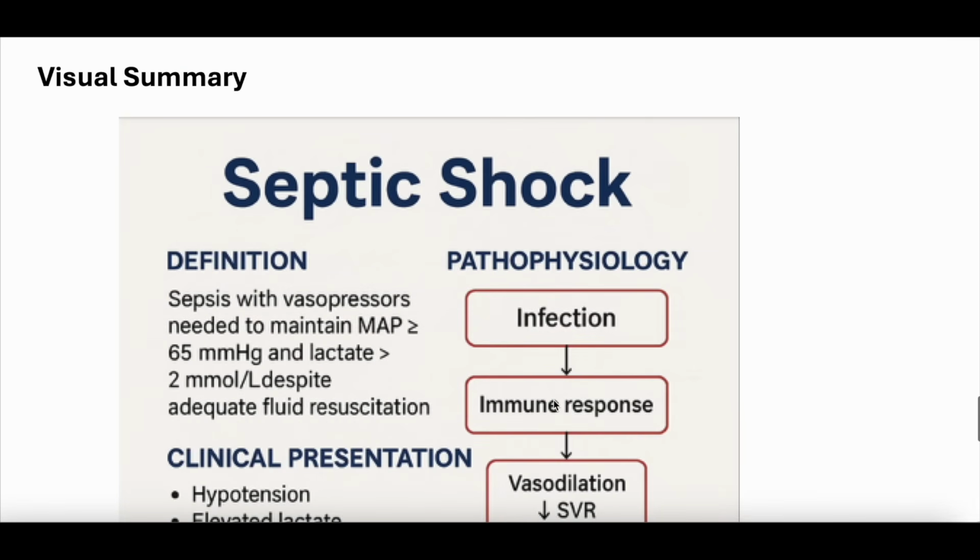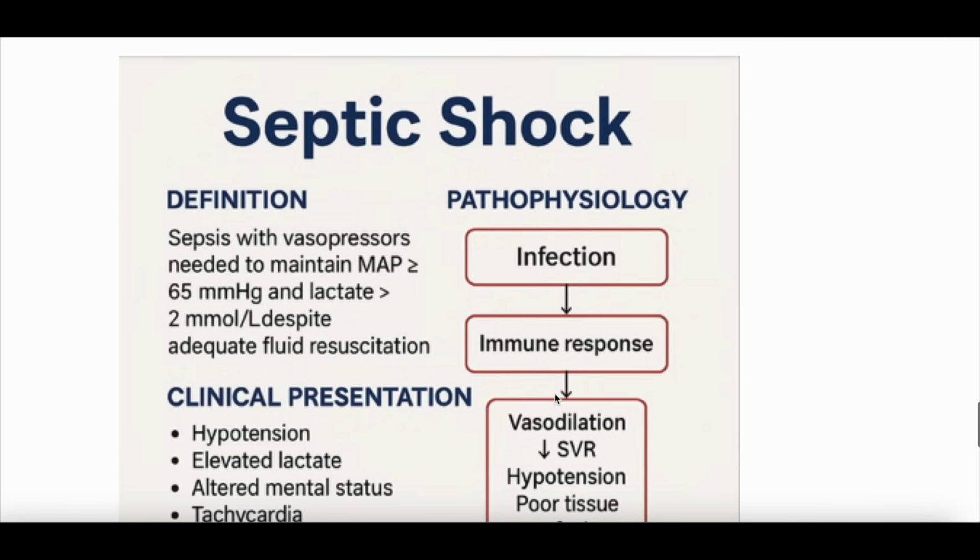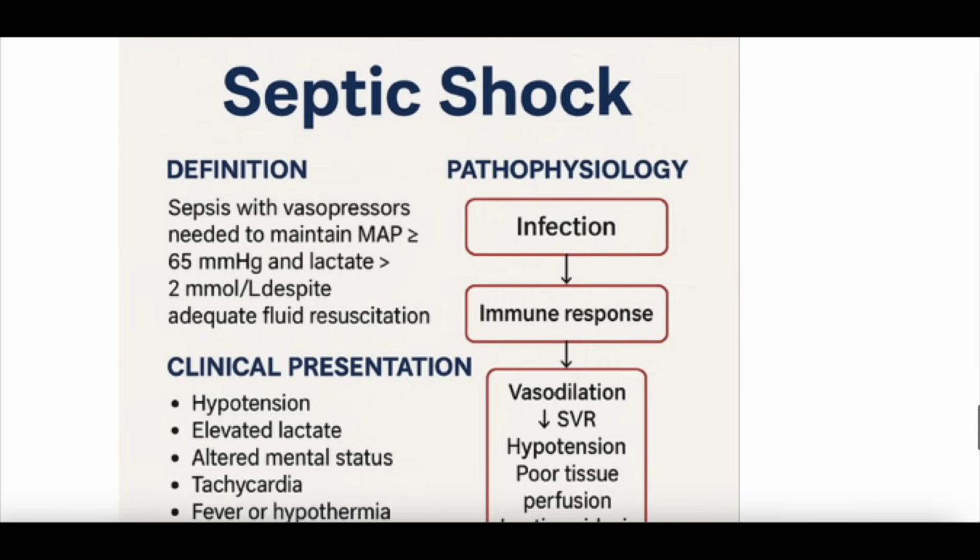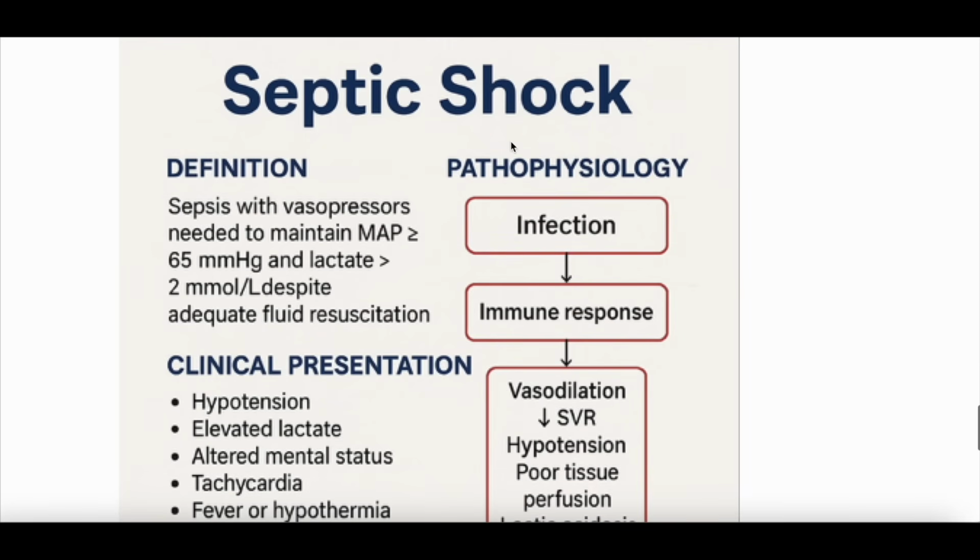We do have a little visual summary here. If you're listening to the podcast, we'll read some of it. If you're watching the video, we do have a little summary slide here. And that is septic shock definition. To review, sepsis with vasopressors needed to maintain a MAP of greater than 65 and a lactate of greater than 2 despite adequate fluid resuscitation with signs or suspicion of infection.